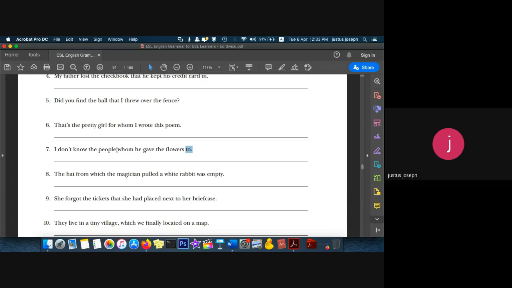That is how we will write in our essay. Number 8. The hat from which the magician pulled a white rabbit was empty. This is the relative pronoun here. So we have to remove this.